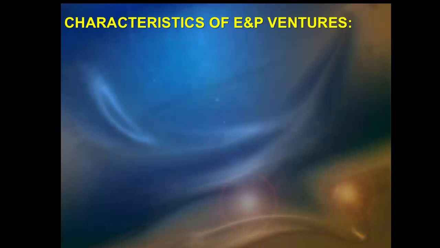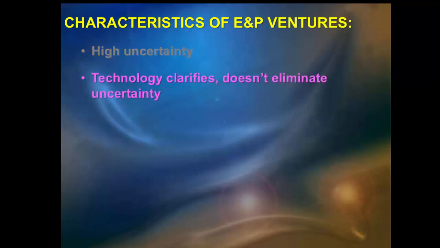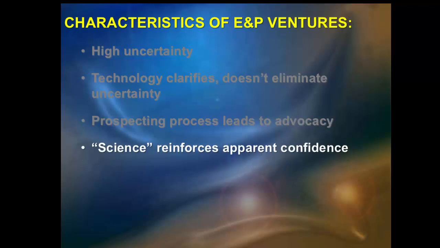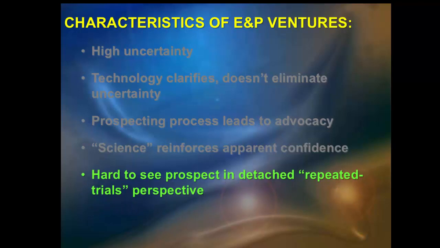Characteristics of our E&P ventures are high uncertainty. Technology clarifies but doesn't eliminate it. We're always estimating. The prospecting process leads to being advocates. The fact that it's science, quote unquote, reinforces apparent confidence. And of course, we generate these projects one at a time, but the company is drilling them as a portfolio. So the company's acting like it's managing a casino, and we are operating like we are running one table.